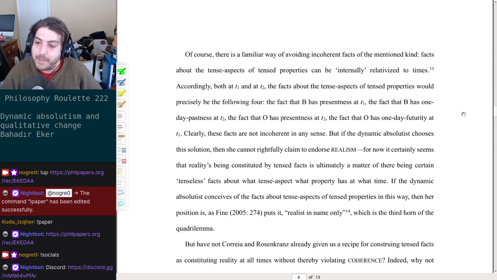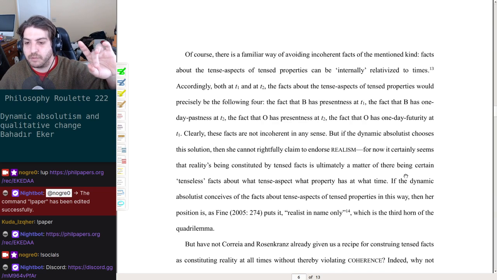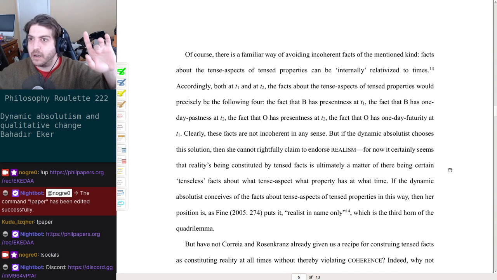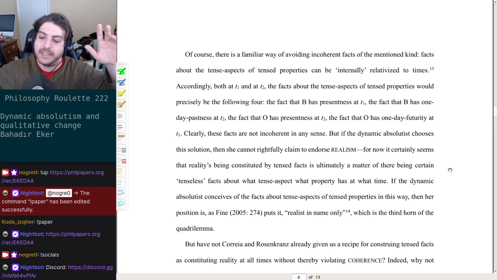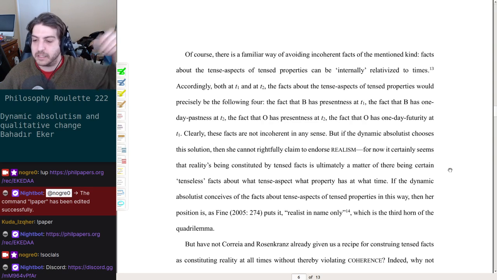But if the dynamic absolutist chooses this solution, then she cannot rightfully claim to endorse realism. For now, it certainly seems that reality being constituted by tense facts is ultimately a matter of there being certain tenseless facts about what tense aspect what property has at what time. So now you're having absolute facts because these are in absolute time somewhere. This fact is like you're referring to the future and the past in a non-tensed way. These are just out in space.